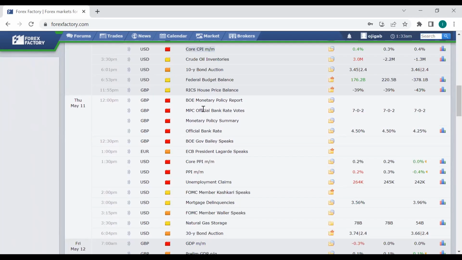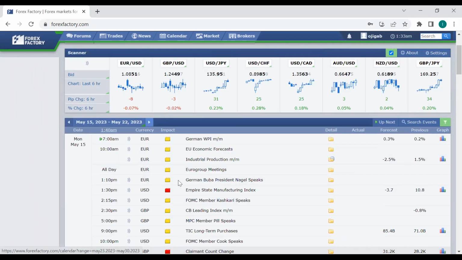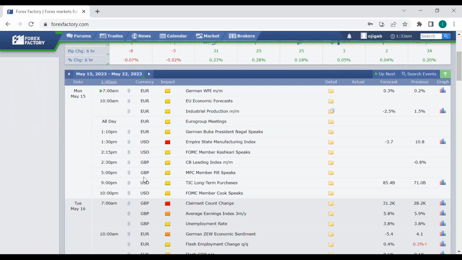Last week we also saw the Bank of England hiking their rate by 0.25 basis points. We'll also see how that plays out on the market. Now, pretty much this week, we don't have so much of those kinds of news. So with the market setups we've looked at, I think we'll have a clear run for this week.